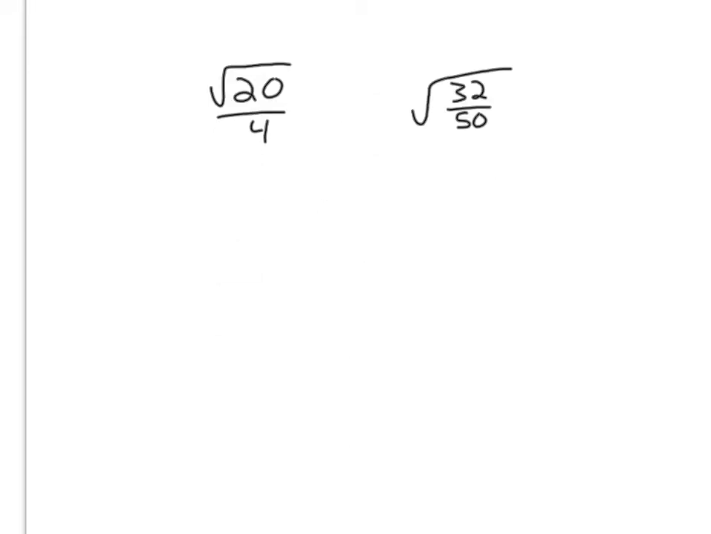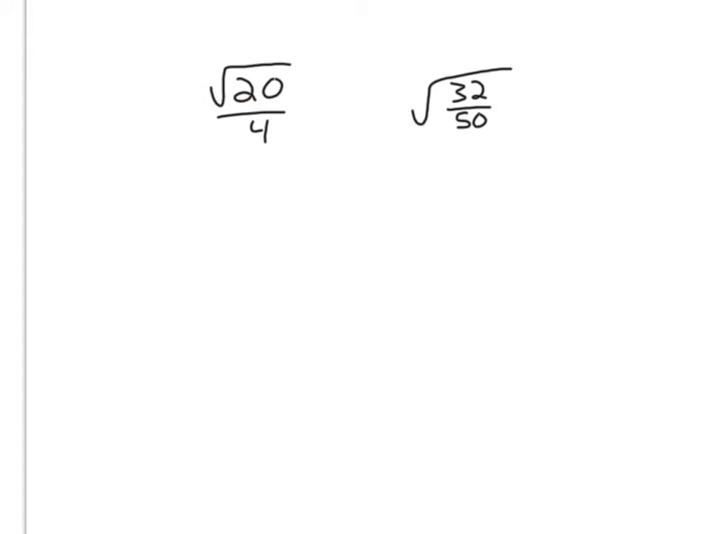Here we got a couple examples. We've got the square root of 20 divided by 4. Now we cannot simplify this one to start with, and here's why. Because this 4 is not underneath a radical. If it was underneath a radical, then we could go ahead and divide these and say it'd be the square root of 5. But this is not the square root of 4, so we can't do that. We have to just start by simplifying the top number.